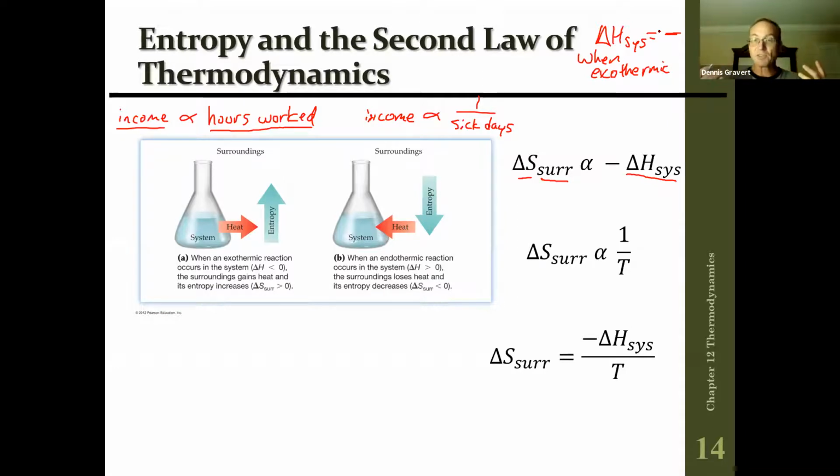It's the surroundings absorbing, or it's a positive delta H. So we got this minus sign. You've got this minus sign. And if it's exothermic, your delta H is negative, and a minus times a minus makes a positive. And so delta S is positive if it's proportional to being exothermic, right?